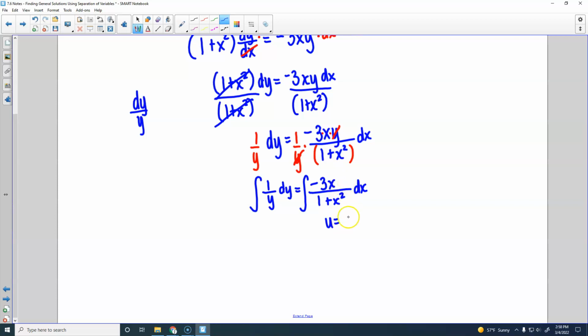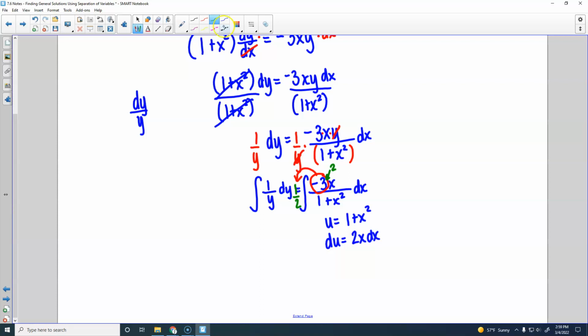So the u is going to be our denominator, 1 plus x squared. What is du? 2x dx, write that with it. Okay. So that 3x, that negative 3 is in our way, so I'm going to pull the negative 3 out. And I also need a 2, so I'm going to add a 2 in there with my x, which means I've got to put a 1/2 out front. Yes, negative 3 over 2.